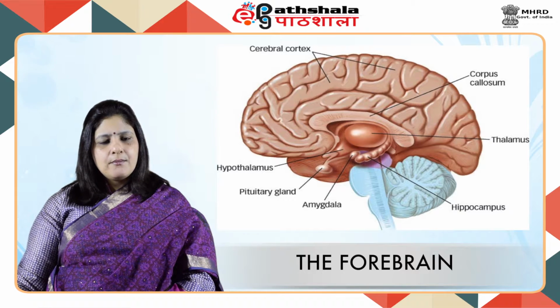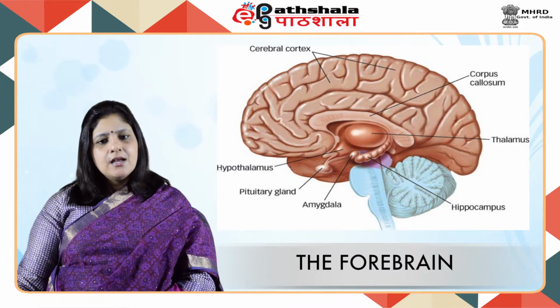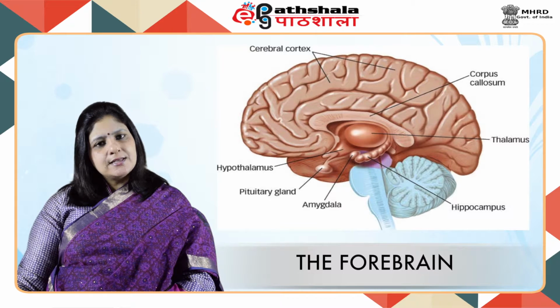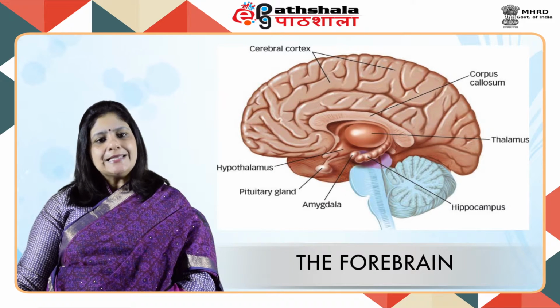The forebrain is composed of the following: the limbic system, which consists of two structures within it, the hippocampus and the amygdala; the thalamus, which is referred to as the brain's sensory switchboard; third, the hypothalamus, which regulates basic biological needs; and fourth, the cerebral cortex. The cortex is the outer portion of the forebrain, which is like a thin covering.